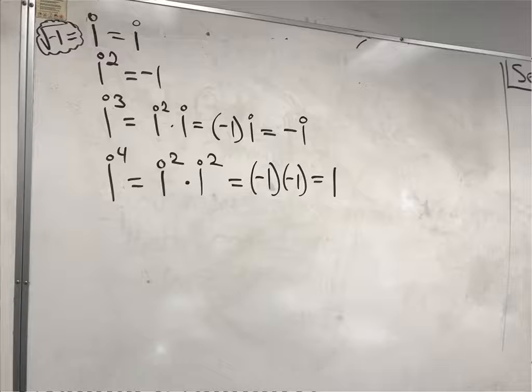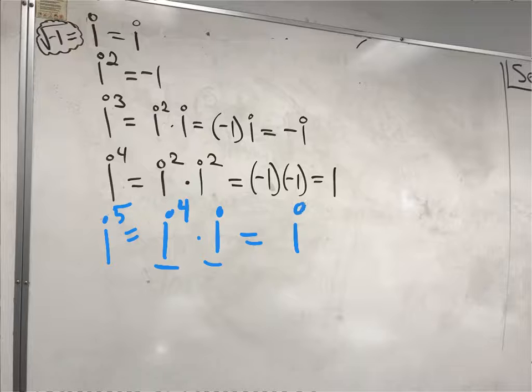Because what would I to the fifth power be? That would simply be, what's the easiest one that you know? I to the fourth is what? 1 times 1 more I, right? So that's really like a 1 times I, which is I. Okay, what would I to the sixth be?